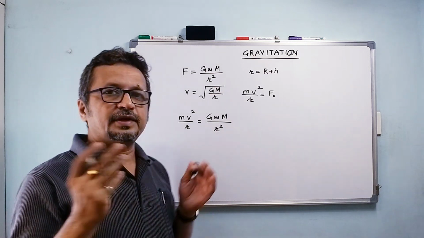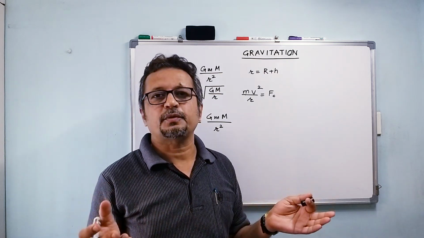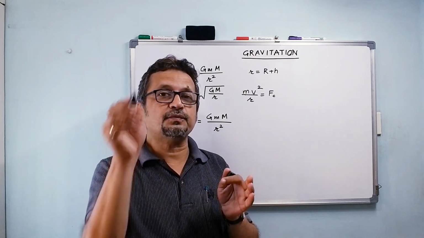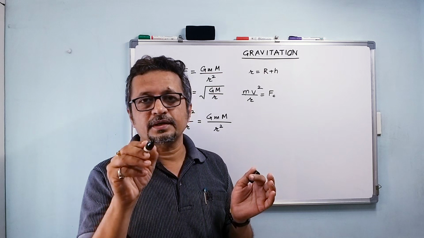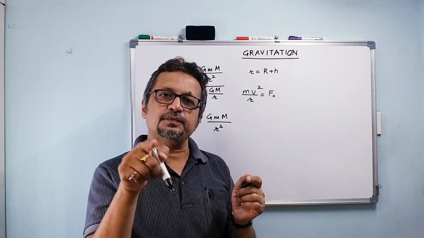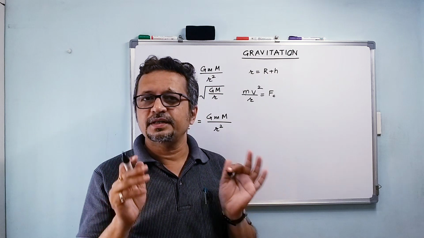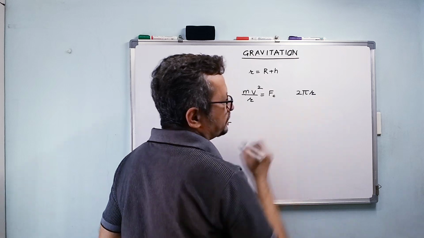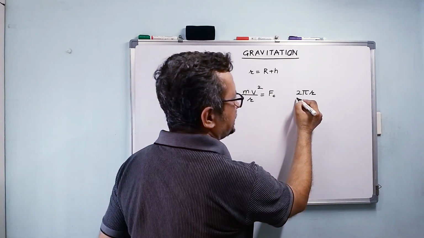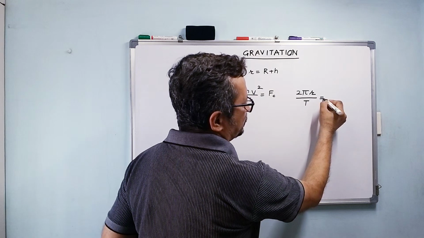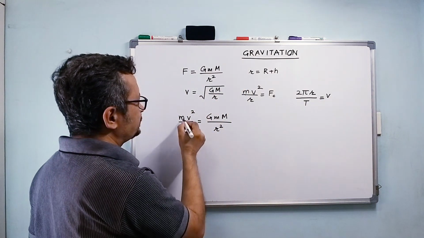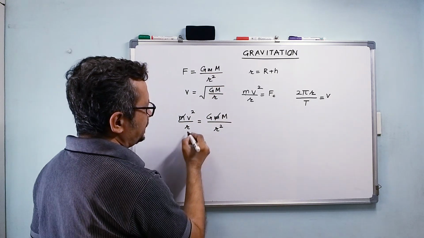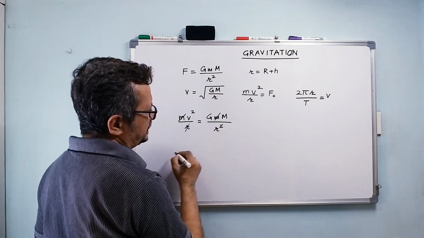Now what is my velocity? Velocity is distance upon time. The time period is the time taken to complete one complete circle, correct? And while it executes one complete circle, the distance traveled is equal to the circumference of the circle, which is 2 pi r, and the time taken is the time period. So in place of this v square I am going to put this, correct? This r I'll cancel over here with this square.